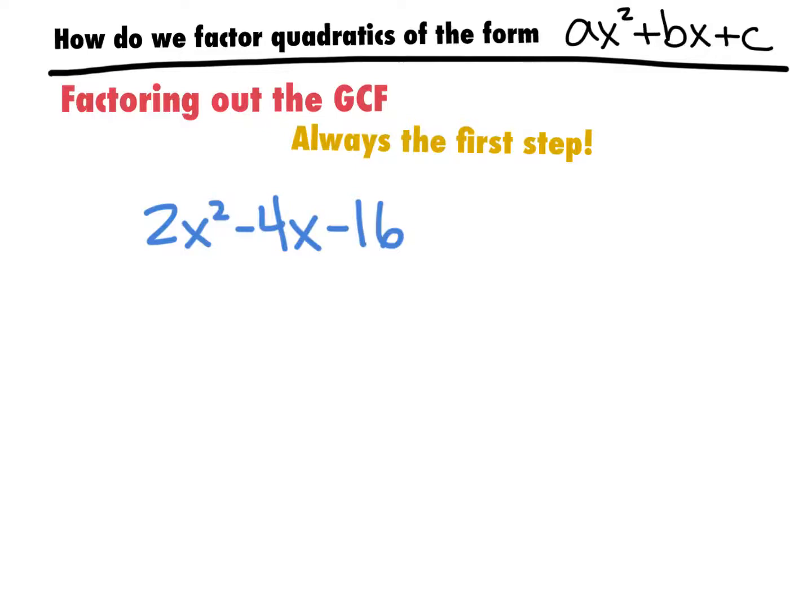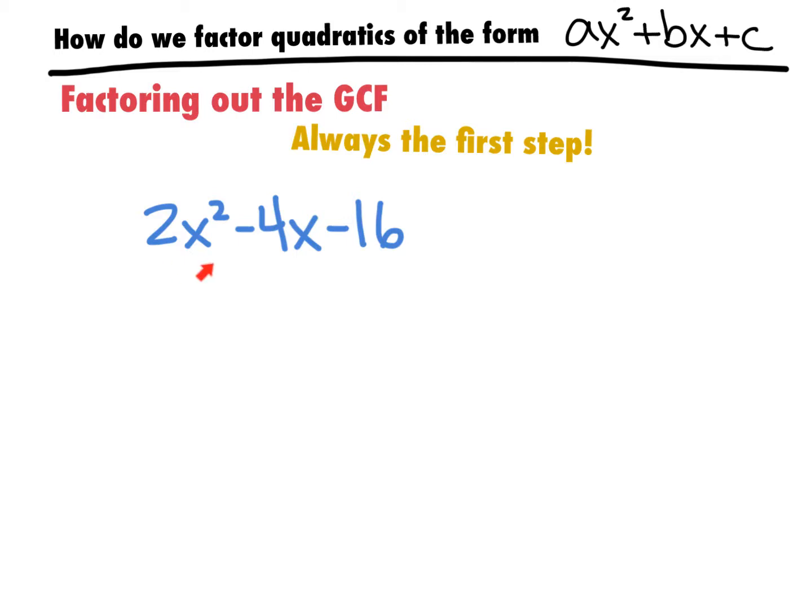All right, so let's get into the more fun factoring. How do we factor quadratics of the form ax squared plus bx plus c? So now we have an a. The very first step always is to see if there's a greatest common factor amongst everything, and we'll pull out that GCF first.